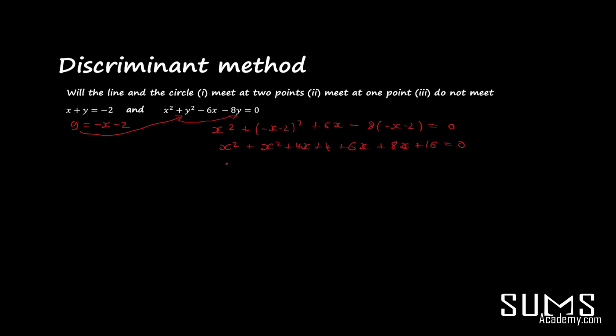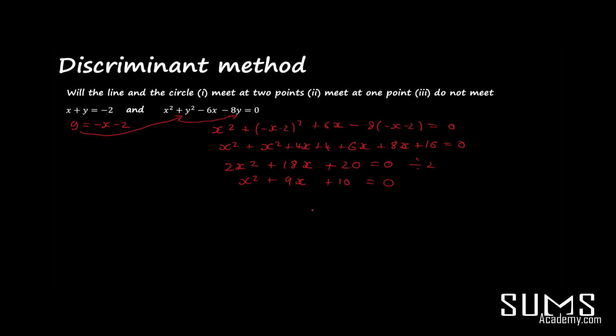So 2x squared, 4x plus 6x is 10x plus 8x, so that's 18x, and then 4 plus 16 is 20, plus 20 equals 0. This can be simplified again, divided by 2, so x squared plus 9x plus 10 equals 0.